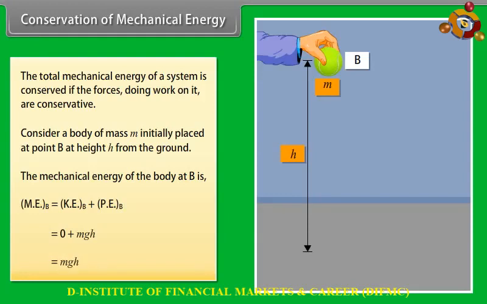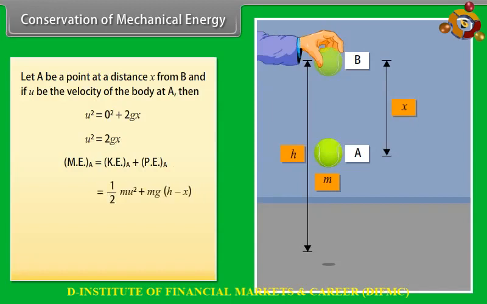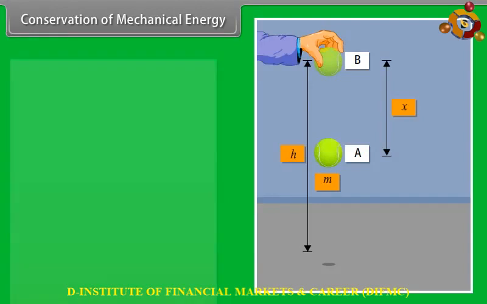That is equal to mgh. Let A be a point at a distance x from B, and let u be the velocity of the body at A. Then u squared is equal to 2gx. The mechanical energy of the body at A is equal to the kinetic energy of the body at A plus the potential energy of the body at A. By calculating it, we get the mechanical energy of the body at A is mgh.